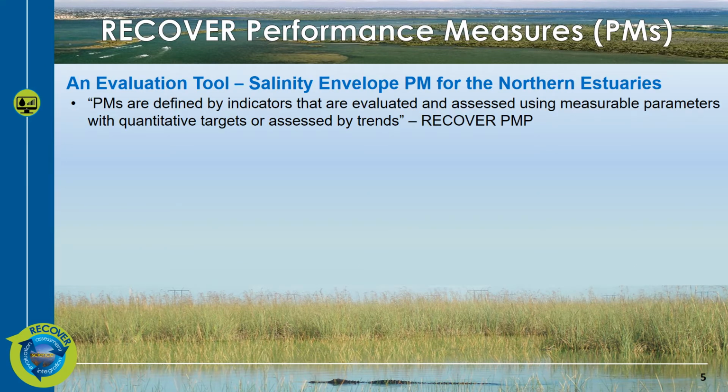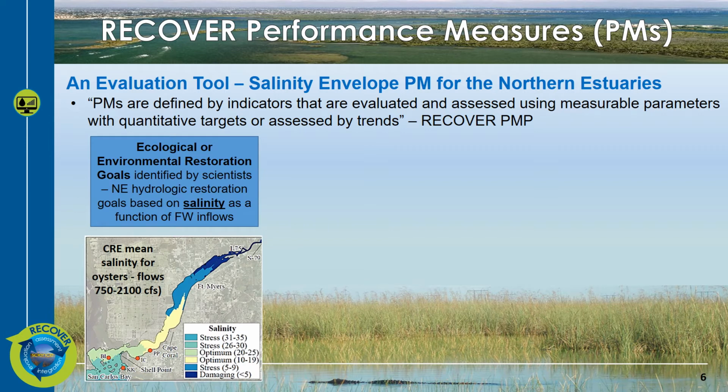RECOVER performance measures, as defined by the RECOVER Project Management Plan, are defined by indicators that are evaluated and assessed using measurable parameters with quantitative targets or assessed by trend. For the northern estuaries, because salinity is a primary driver for hydrologic restoration in CERP, we need a tool to predict how freshwater inflows to the estuaries will change, provided, for example, additional water storage. Further, we understand that our ecological indicator species require specific salinity conditions. Thus, we start by using well-established flow to salinity relationships to set environmental flow targets that will support a healthy estuarine ecosystem.